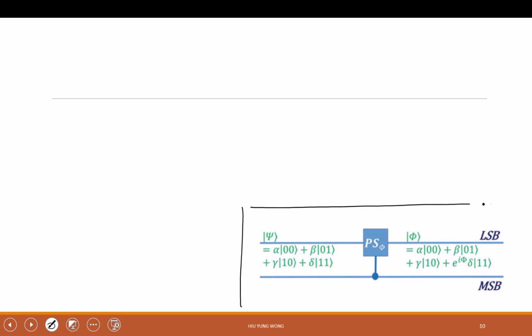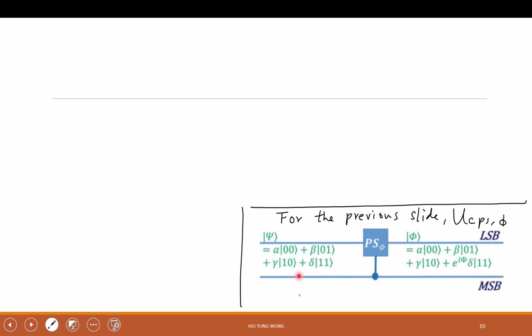This is for the previous slide. This is the circuit for the control phase shift gate. I made a mistake when I pasted it. It should go to the previous slide.